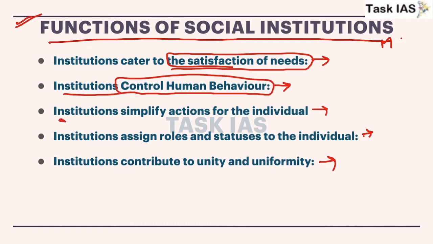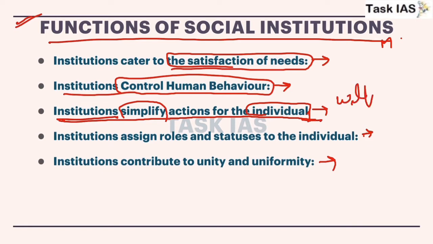Now, institutions simplify actions for the individual because it is these institutions which provide certain kinds of procedures. For example, religion or spirituality, which is derived from religion, guides that an individual should do some dana. So these activities provide for welfare activities or taking care of parents. So all these things guide an individual. Now, institutions assign roles and status to the individual.